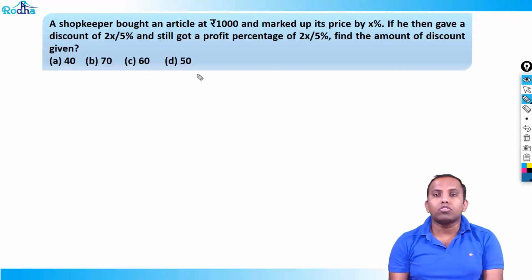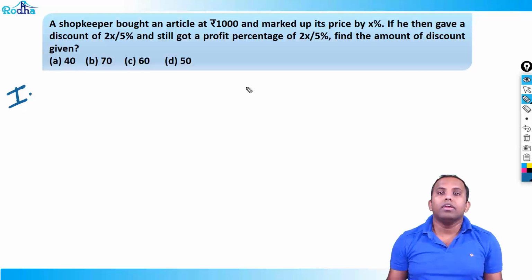See, there are two ways to solve it. The first way, we will solve by equation. The second way, we can use options.